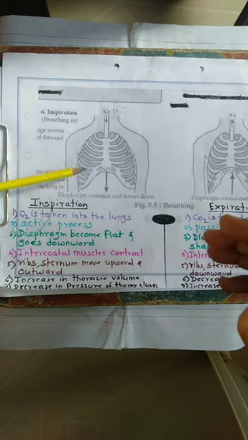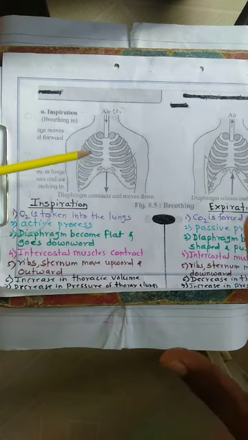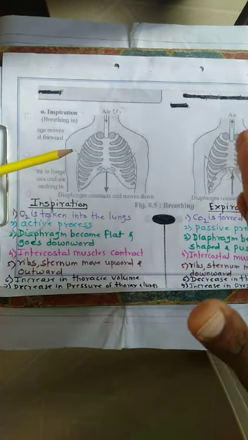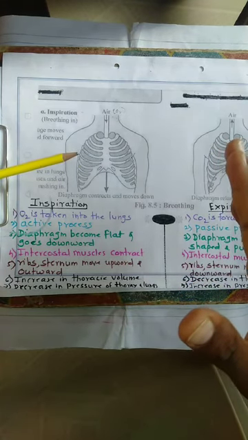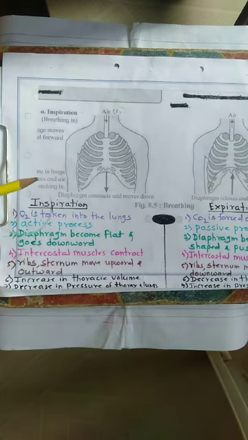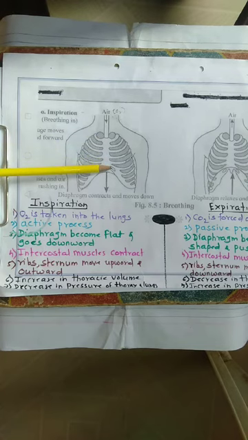Since the volume of the thoracic cavity increases, the pressure inside the lungs and the thoracic cavity decreases. Thoracic volume increases during inspiration, and because of that, the pressure in the lungs and thoracic cage drops or decreases. To equalize the low pressure inside the lungs, air from the atmosphere rushes into the lungs. This is how the process of inspiration takes place.